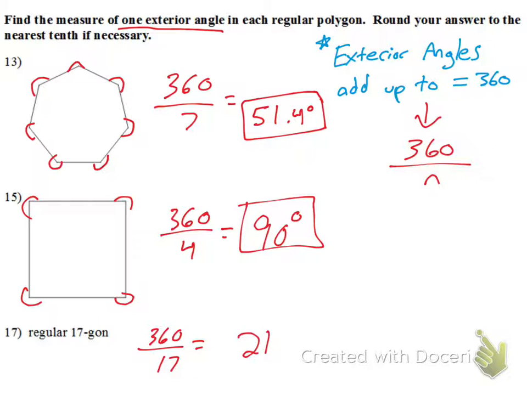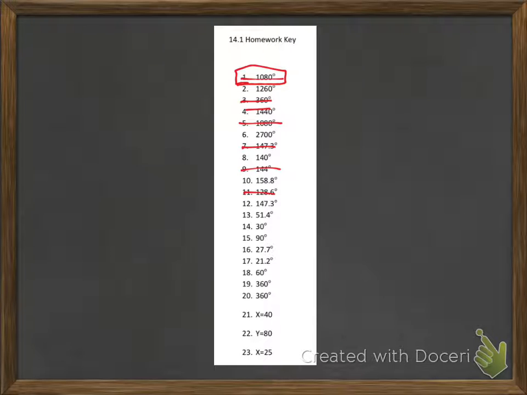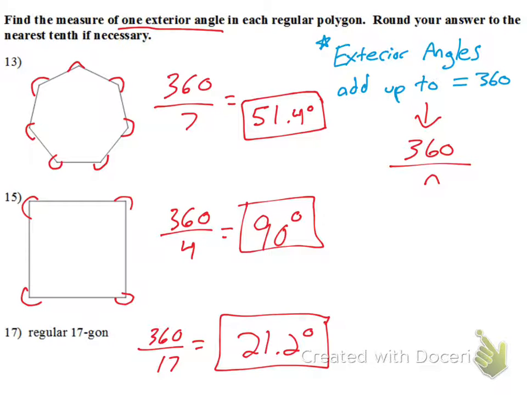Would be 21.2 degrees. Let's check our answers. So we'd have 51.4, 90, and 21.2. So for this section, just remember, if it's an exterior angle, they add up to 360. So all you need to do is count how many angles there are, and then take 360 and divide it by that number of angles.